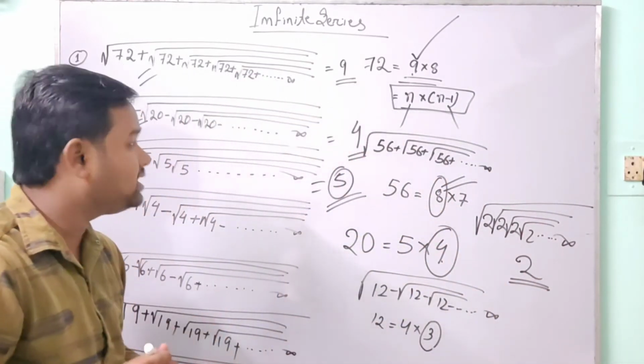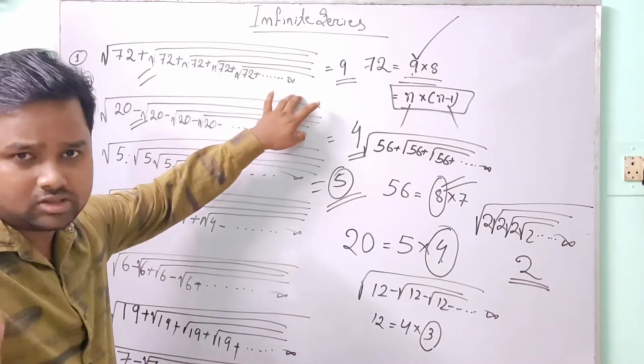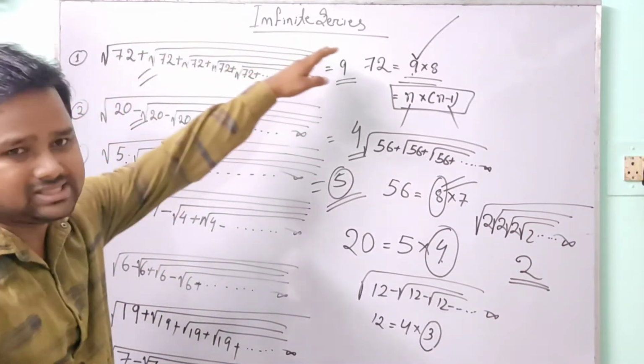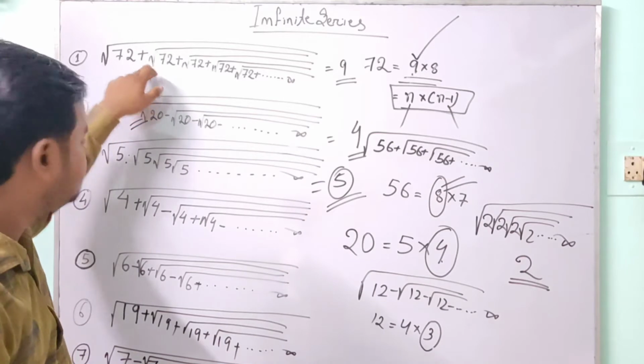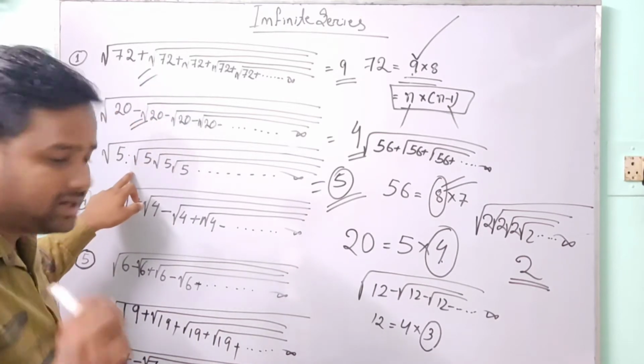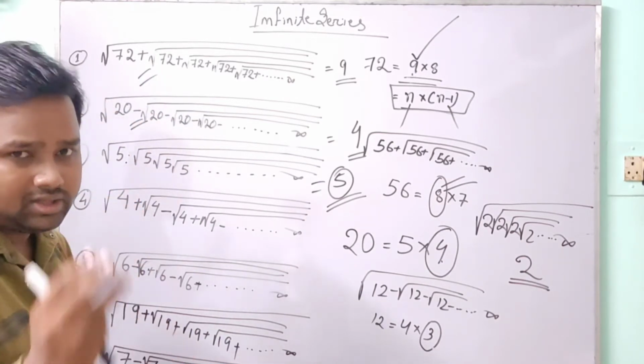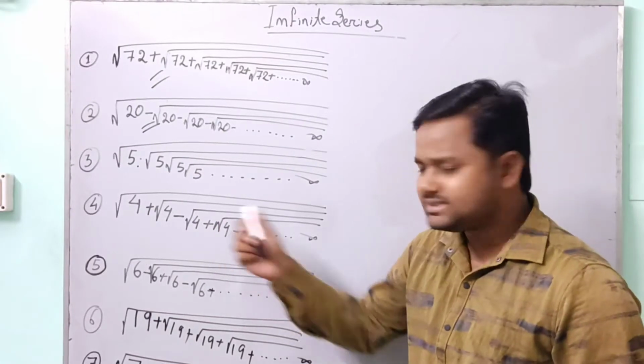Clear? Now we have studied the infinite number of terms where the whole root over is given and whether it is plus or minus or multiplication. Here we have studied 3 tricks. Next, go to the next example.